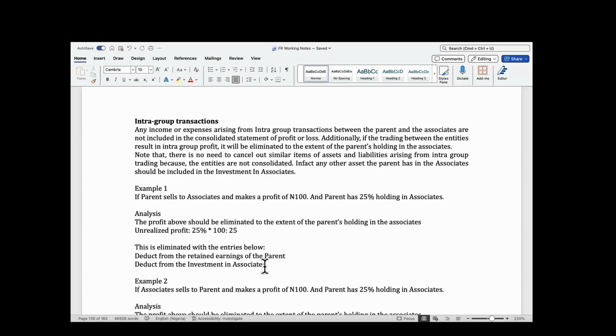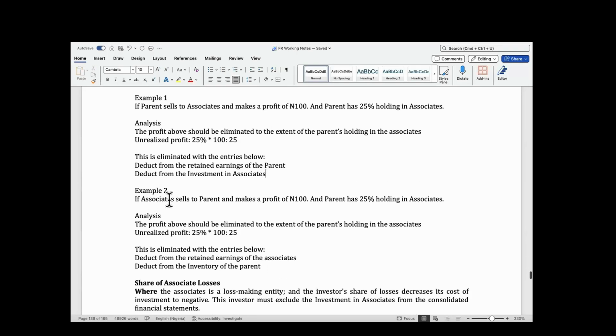Now let's look at the reverse. If it was the associate that sold to the parent, you know, this one, it was the parent that sold. Now it's the associate that sold. The associate made a profit of 100.